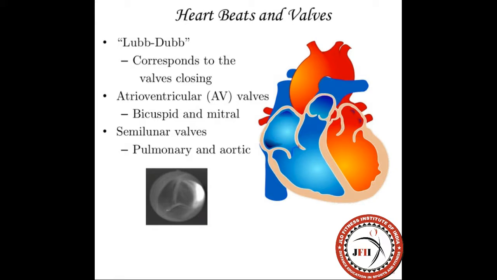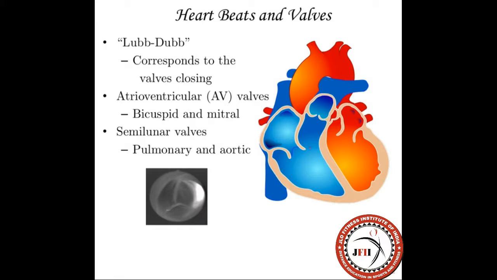So the lub is these two. These are known as atrioventricular valves, or AV valves. And the way to remember that is they are separating the atria and the ventricles. Atria, ventricles. So atrioventricular valves separate the A and the V. That's why they are AV valves. Bicuspid and mitral, or bicuspid and tricuspid. The other two, the pulmonary valve and the aortic valve, are semilunar valves, named after a half moon term. So semilunar valves are these two. And so these close together and these close together.